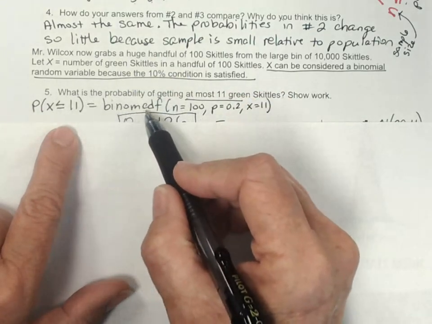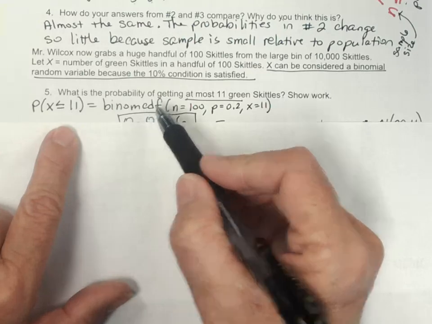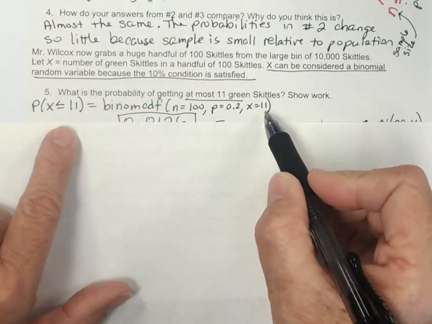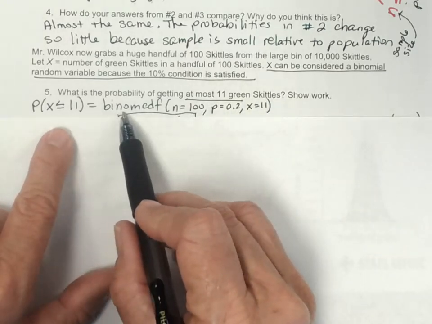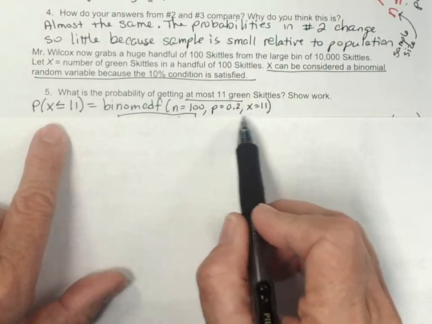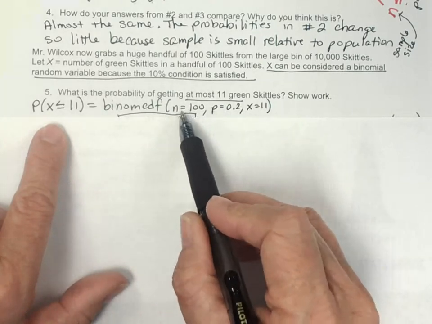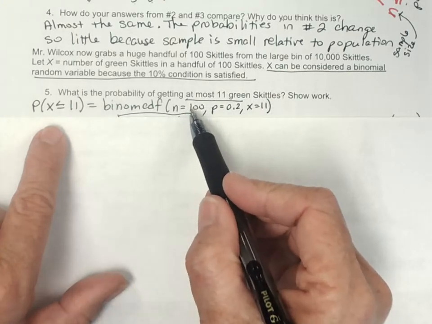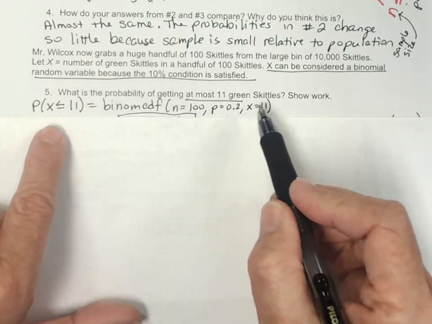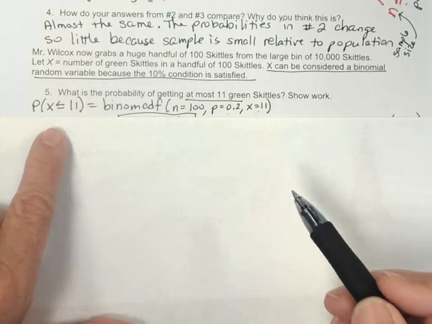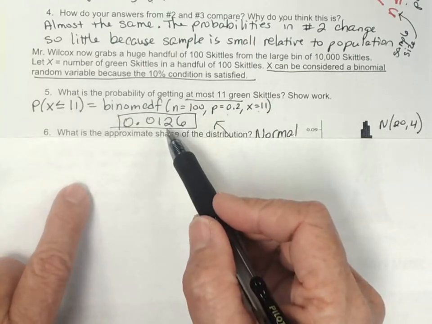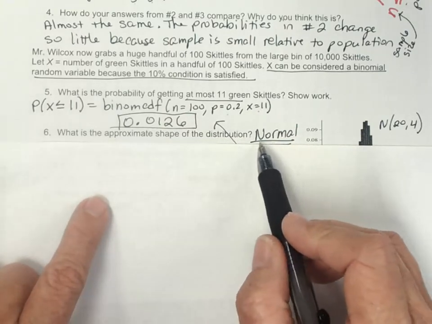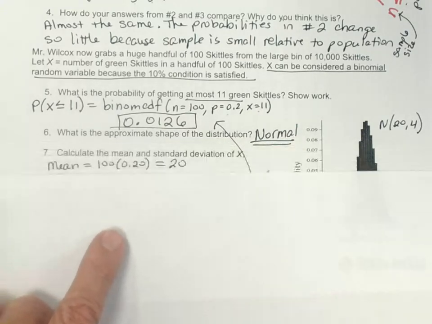So I'm going to be using binomial CDF, the cumulative one. The n value is 100, p equals 0.2, and x equals 11. And again, on an exam, it's perfectly okay to write this out, but you have to include not just the numbers, but n is equal to 100, p is this, and x is this, to show that you understand this is the number of trials, this is the probability, and this is the number of successes you desire. And we get 0.0126.